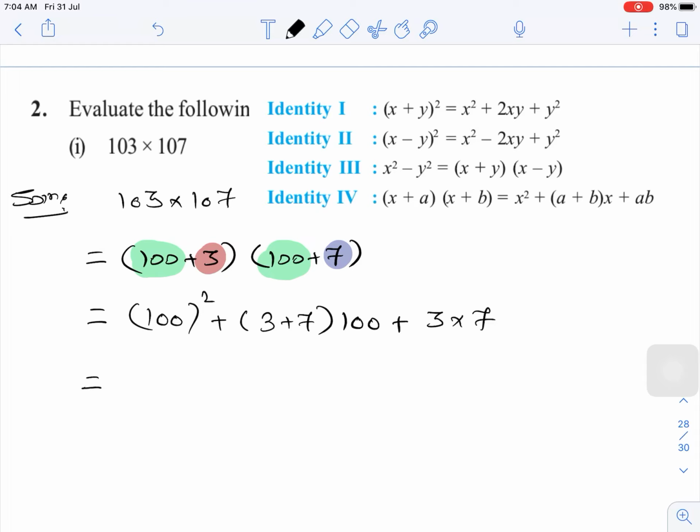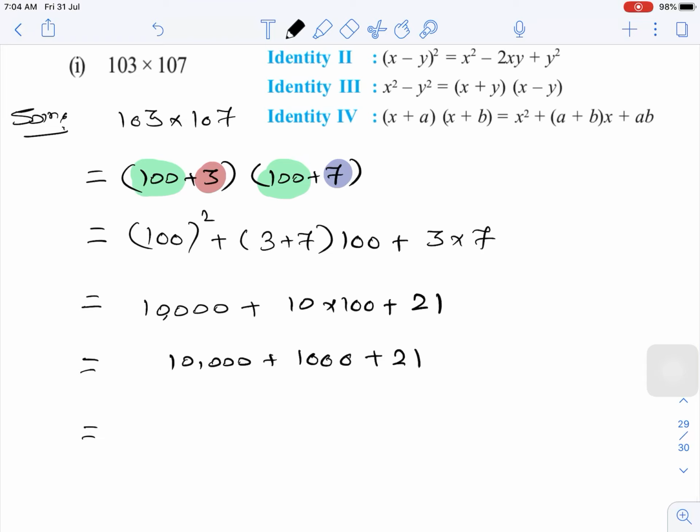So now next step, 100 square means you will get 10,000. Plus 3 plus 7, again it is 10. So you will get 10 multiplied by 100 plus 3 sevens are 21, so that equals 10,000 plus, now again 100 into 10 will become 1000 plus 21. So what will be our answer?